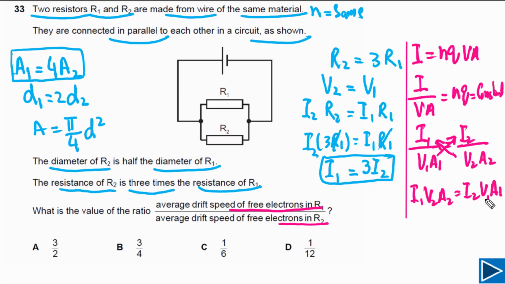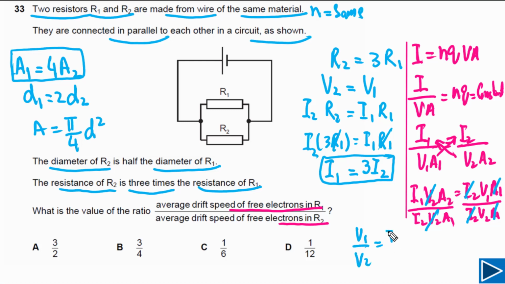We need the ratio between V1 and V2. So we can divide this side by I2 times V2 times A1. We also need to divide this side by I2 times V2 times A1. Now we can simply cancel. On this side, we can cancel I2 with I2, we can cancel A1 with A1, and here we can cancel V2 with V2. So we are simply left with V1 over V2.